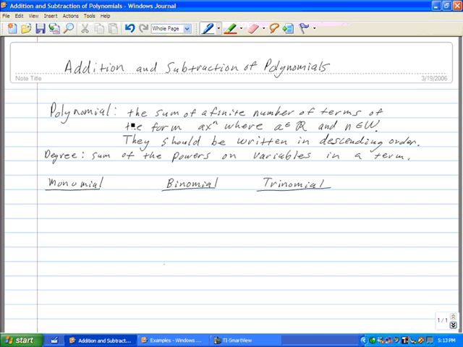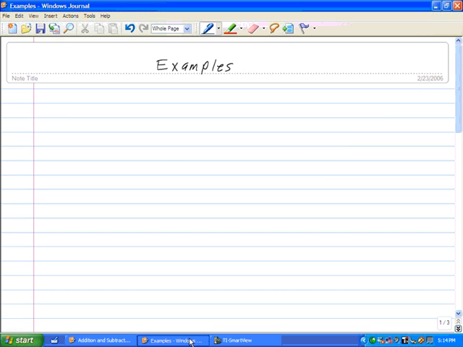A polynomial is the sum of a finite number of terms of the form ax to the n, where a is an element of the real numbers and n is an element of the whole numbers. Now that definition may seem a bit confusing at first glance, but actually, once you see a few examples of what is and what is not a polynomial, you see that that's actually a pretty simple definition, and that polynomials are among the easier expressions to work with.